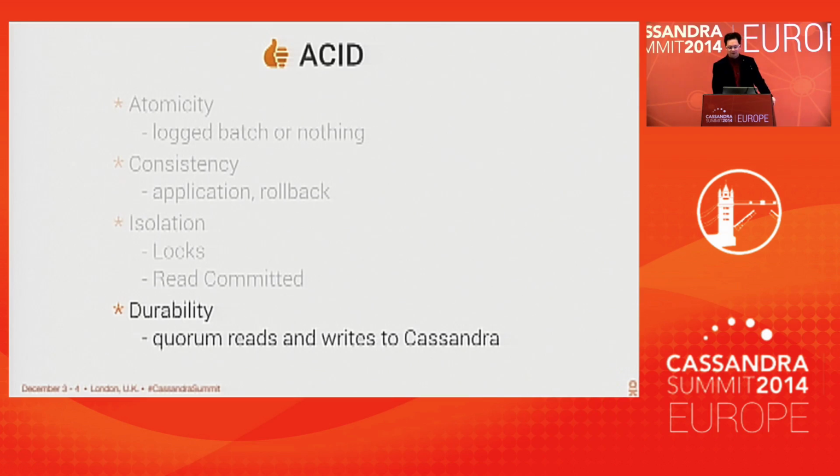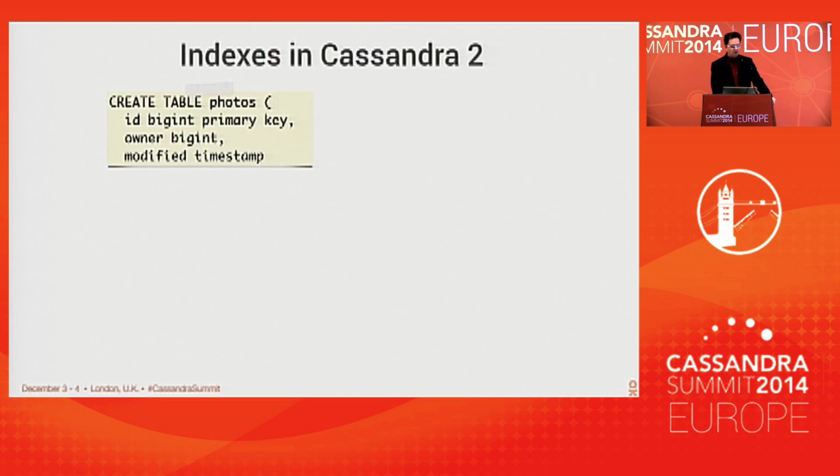Now let's talk about indexes. Let's look at a real-world problem. Here we have a table with the ID of the owner and a modified date. And we want to select data from this photos table by owner, which were modified last day. How could we solve this problem in Cassandra?